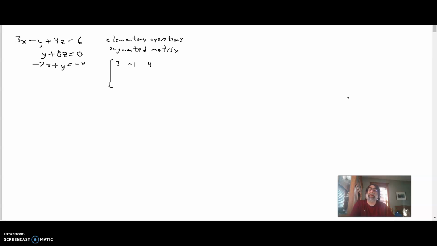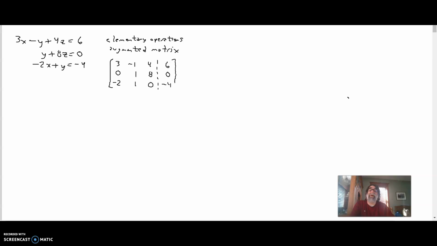So first row is going to look like this: 3, negative 1, 4, 6. The second row will be 0 because there are no x's. Y, z, answer. And in the last row, there are no z's, so negative 2, 1, 0, and negative 4.